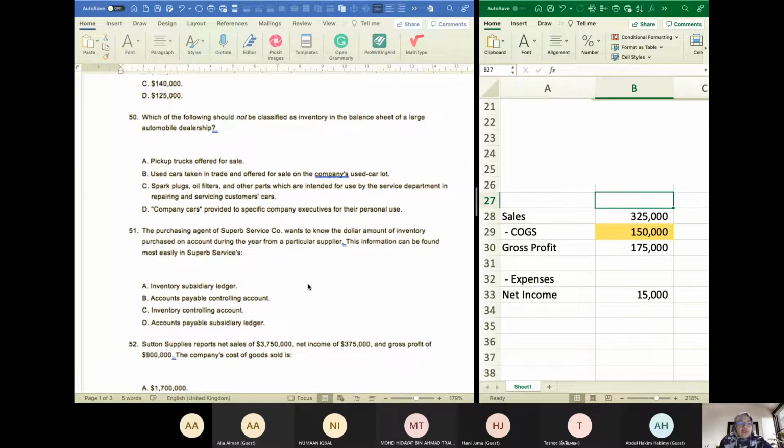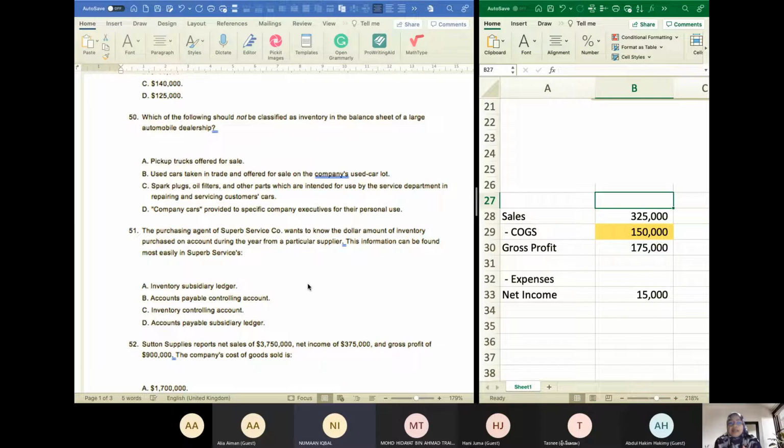Next is which of the following should not, all right? When you look into your multiple choice question, be careful with the term not. Which one should not be classified as inventory in the balance sheet of a large automobile dealership? We're talking about inventory, so it means something that you buy and sell to make profit. So understand what an automobile dealership does.